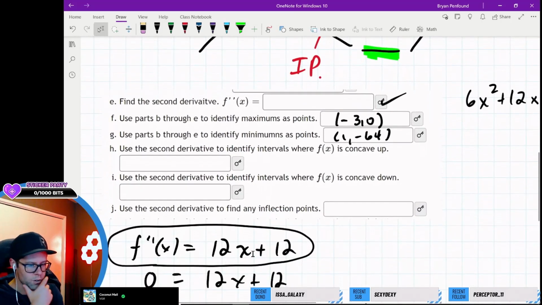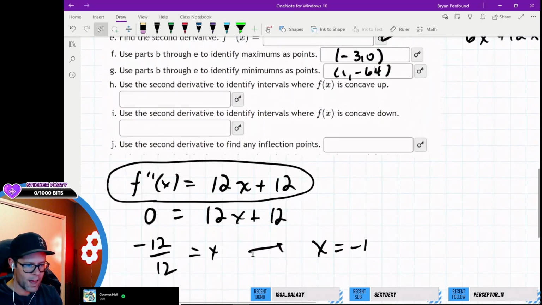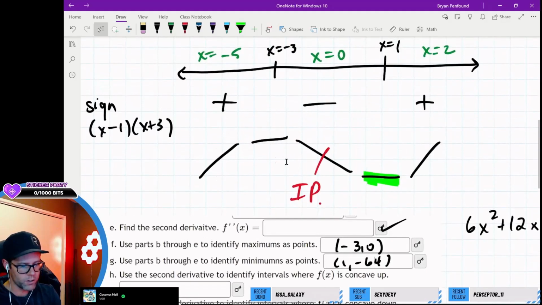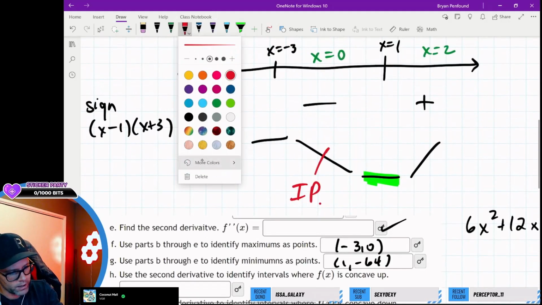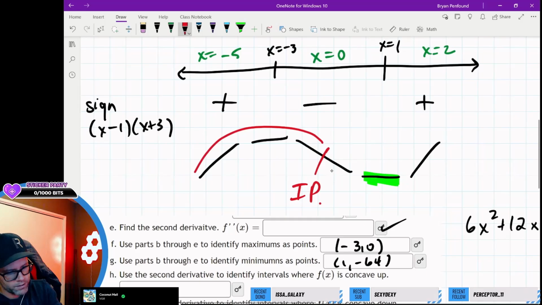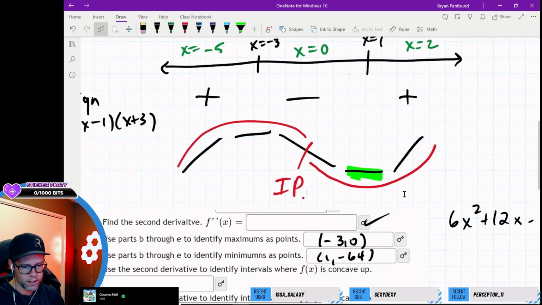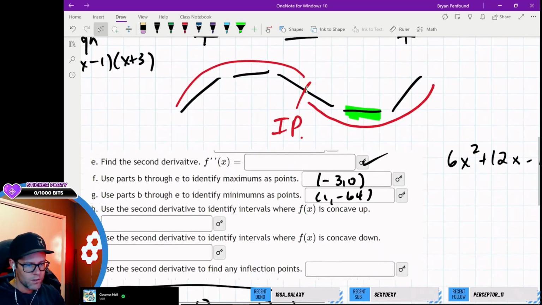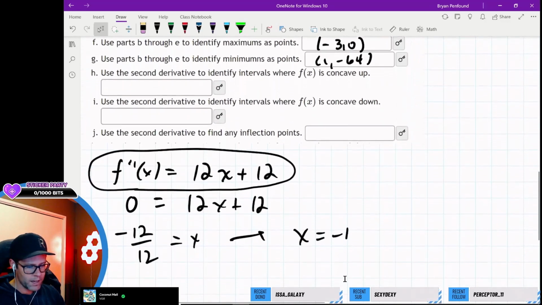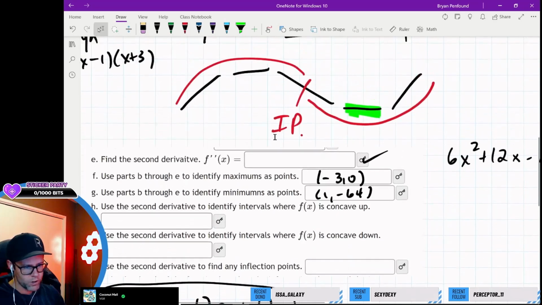Use the second derivative to identify intervals where f(x) is concave up and concave down. I don't usually use the second derivative test. I mean, for polynomials, I already know exactly what that behavior looks like. It's concave down, inflection point, concave up. I don't need to do any more analysis with the second derivative since there are no asymptotes or other weird pieces of my function that are going to make things a little funky. So we know our inflection point happens at negative 1. So we know we should be concave down from negative infinity to negative 1.